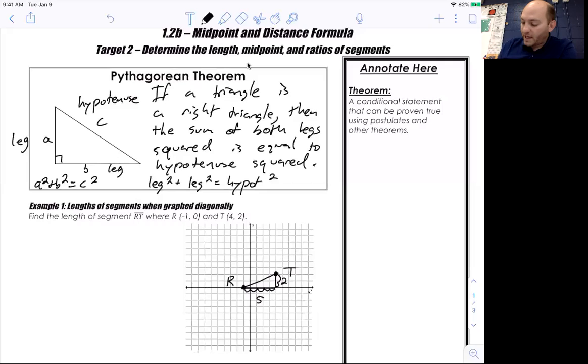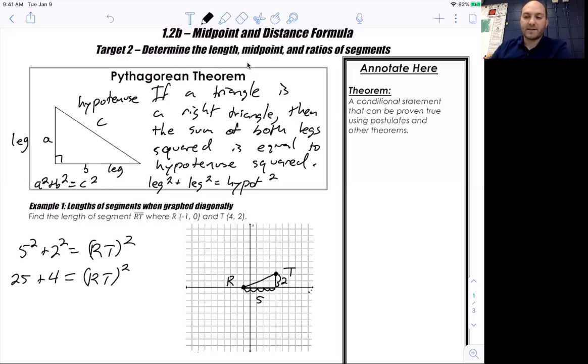So if I want to find the length of RT, I can do 5 squared plus 2 squared equals RT squared. If you think back to what you did in Algebra 1, 5 squared is 25, 2 squared is 4, and RT squared stays as it is. 25 plus 4 gives me 29, and that equals RT squared.